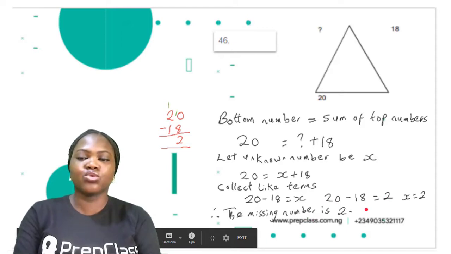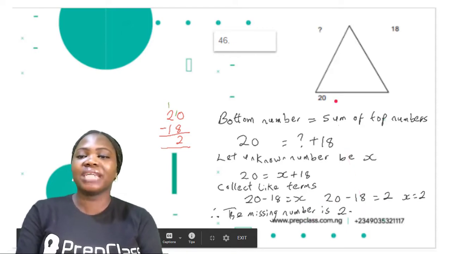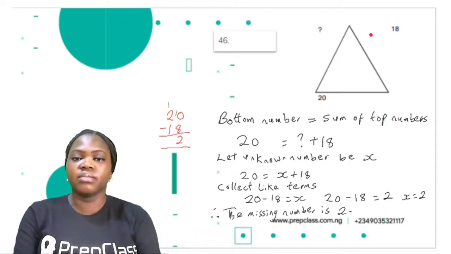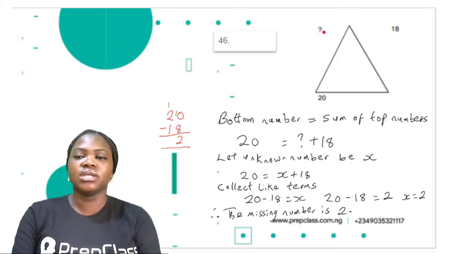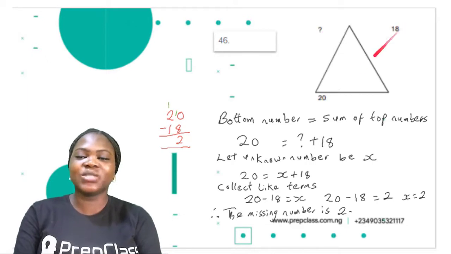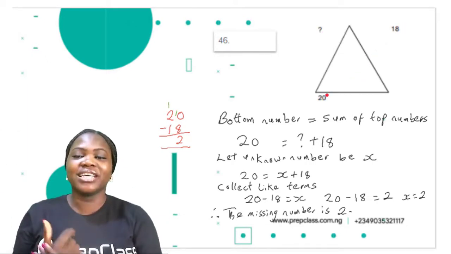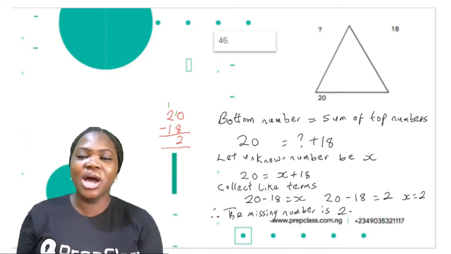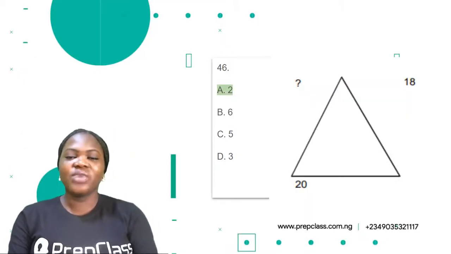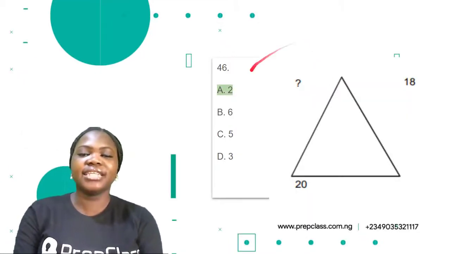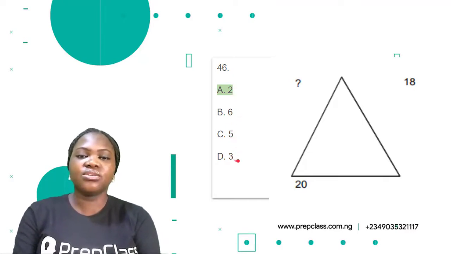Let's see if this would work. Remember, the bottom number is the sum of the top numbers. We've gotten the missing top number as 2. So 2 plus 18 is 20. So this is correct. 2 is the missing number. Which of the options is correct? A is 2, B is 6, C is 5, D is 3. So the correct option is A, which is 2.